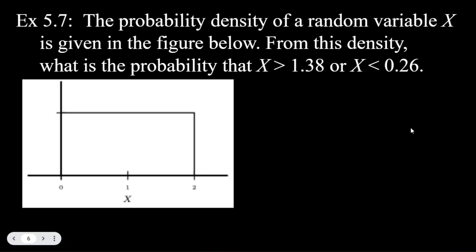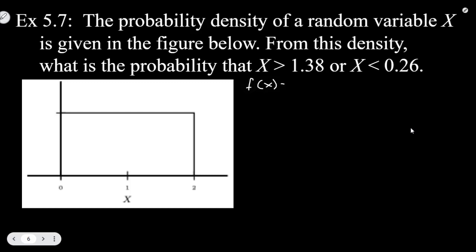Example 5.7. The probability density of a random variable x is given in the figure below. From this density, what is the probability that x is greater than 1.38 or x is less than 0.26? What we want to do first of all is figure out the value of our function. So f of x will equal 1 divided by b minus a. And b in this case is 2, where it ends, and a is 0, where it starts. So 2 minus 0, and we know our value of this function is 1/2. So we can put that in right here. We know that that's going to equal 1/2.